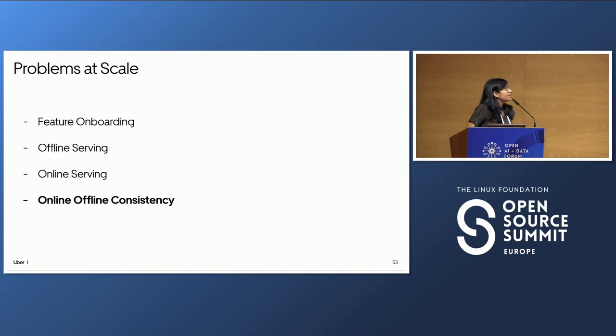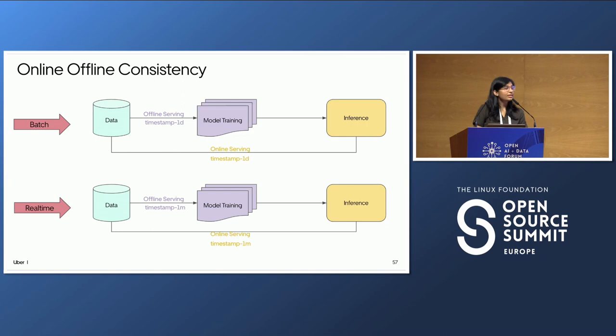Online offline consistency. Let's first understand what online offline consistency is. In this diagram, there are batch features and real-time features. When you train a model on, let's say, yesterday's data, then when we serve the model, we also need to provide yesterday's data. Only then will the expectations of the model match the data. The same thing happens for real time as well.